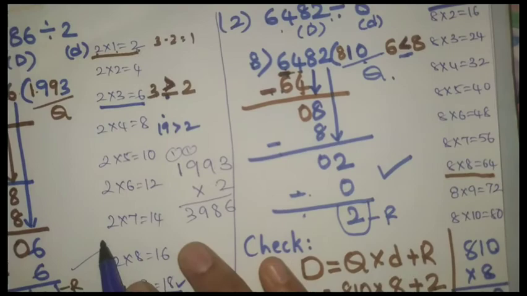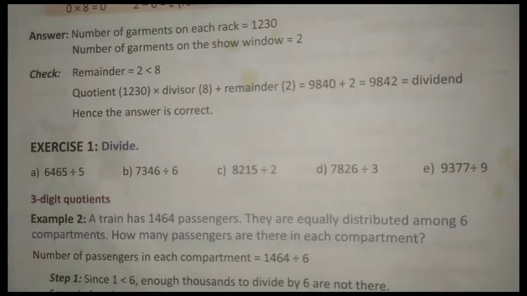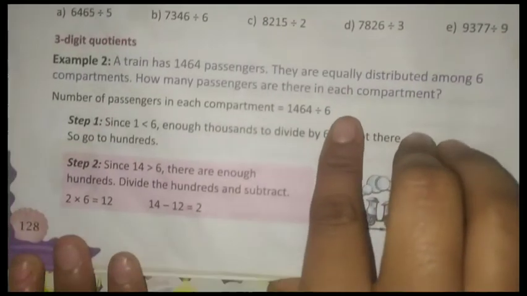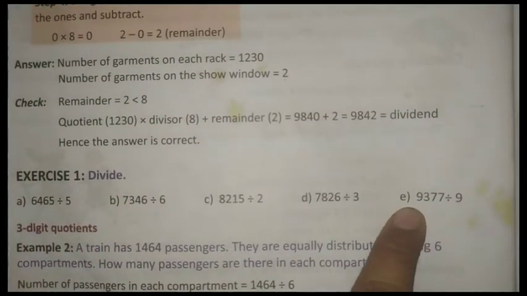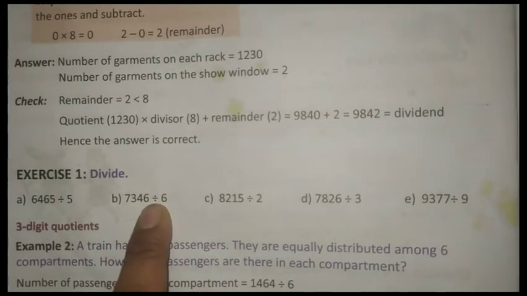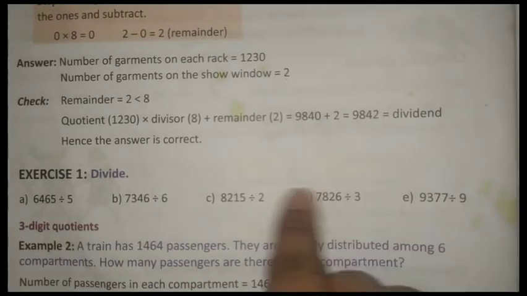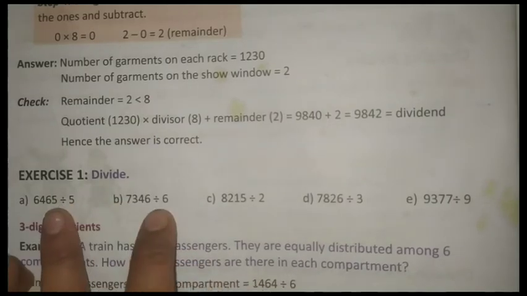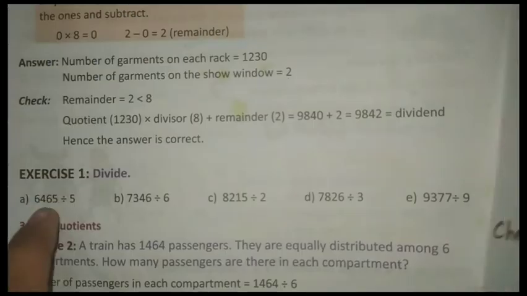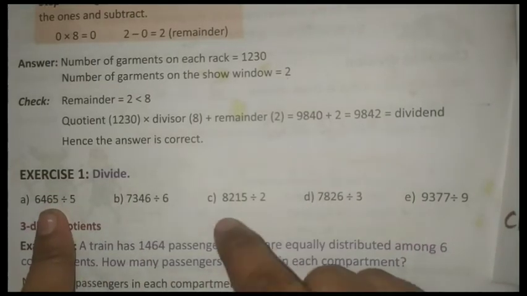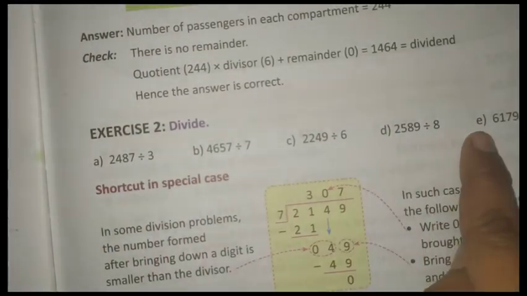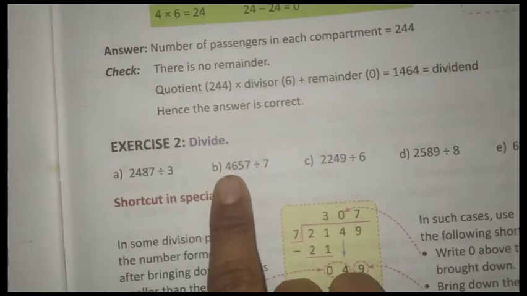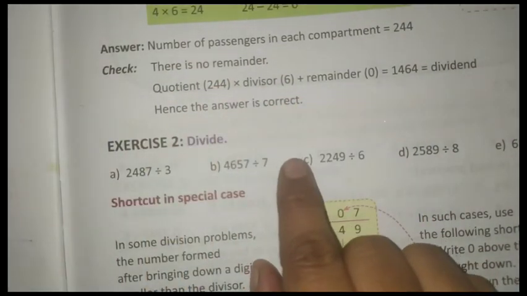Okay. Now I will give some homework for you. Look here children, textbook page number 128, exercise 1. Here 5 problems are there. Do this in your fair notes. These all are greater than, so for all these we will get 4 steps. Here we will get only 3 steps. Do exercise 2 also. Exercise 1 has 5 problems and exercise 2 has 5 problems.